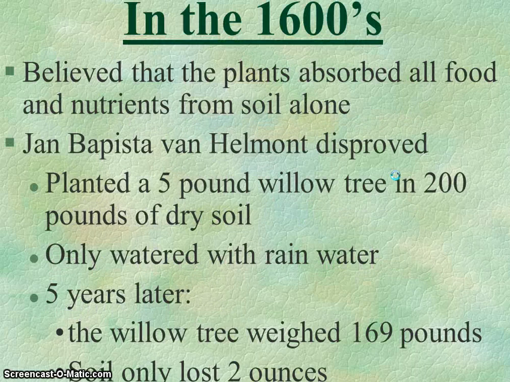So just a little history, okay? In the 1600s, they thought that plants absorbed all of their nutrients and food from the soil. They didn't really understand the process of photosynthesis. So a very simple experiment was conducted to disprove this. Jean-Baptiste von Helmont was a Belgian physician, and he did this very simple experiment.